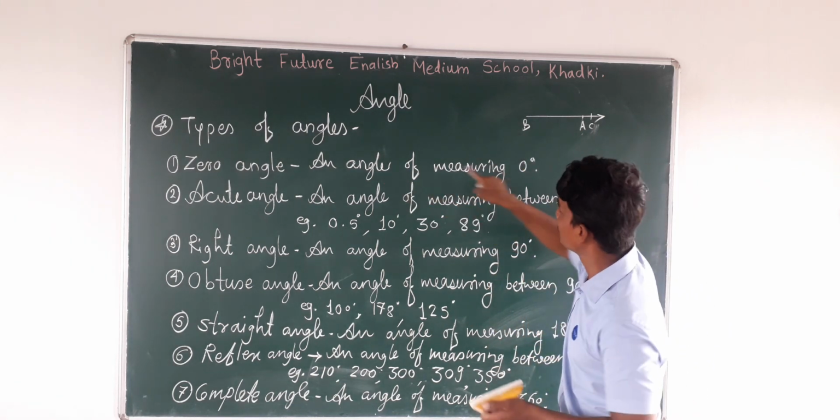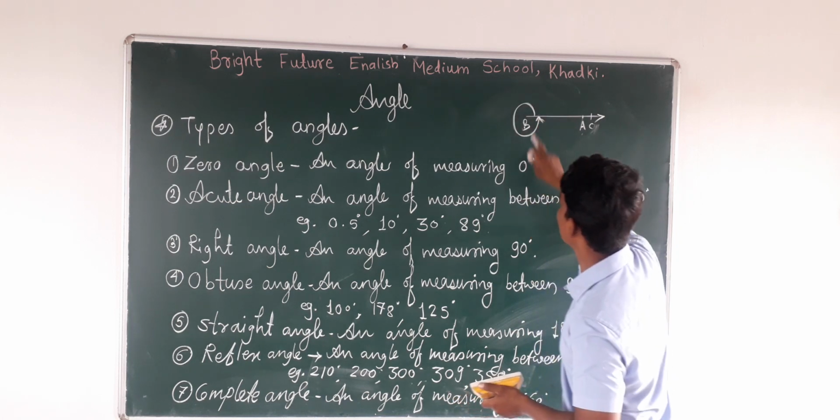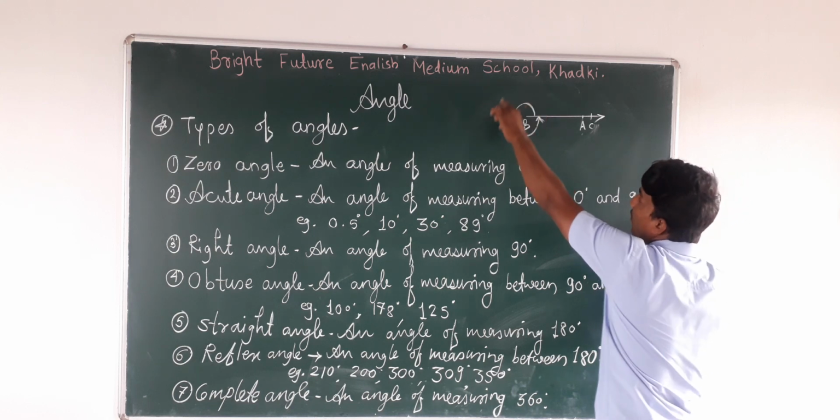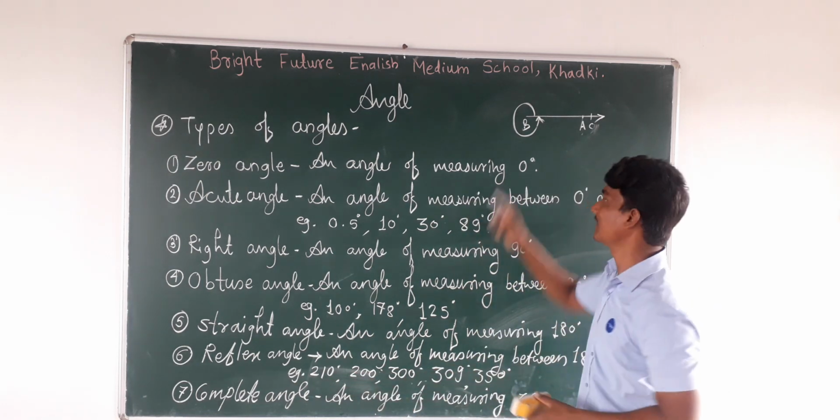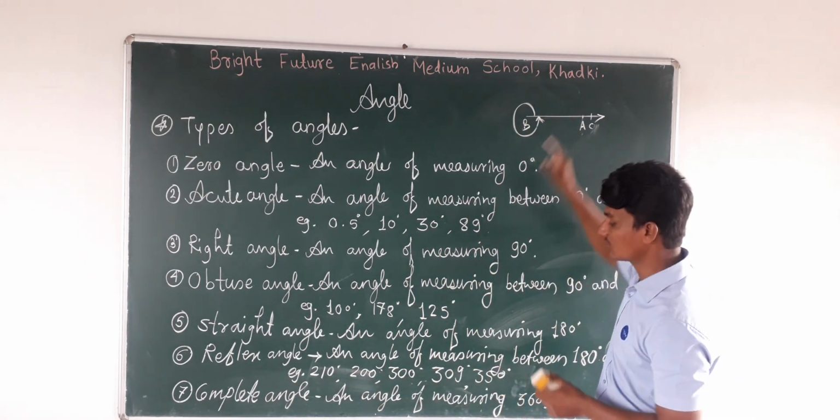But what I told you is 0 degree, this is 0 degree right now, but here we have shown an arrow like this. When we indicate this sign or this line, that indicates that this is a whole angle. So that is called a complete angle, and that angle's measurement is 360 degrees. So that is called a complete angle.